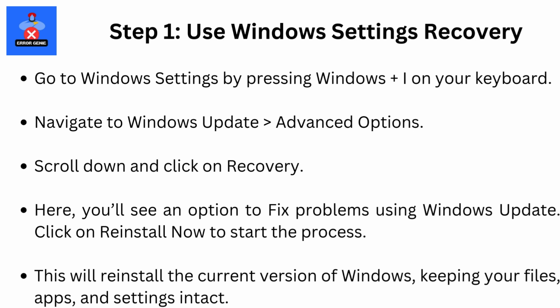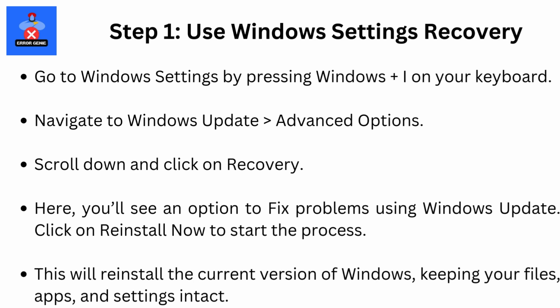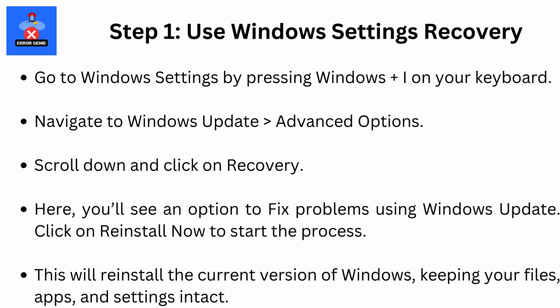Step 1. Use Windows Settings Recovery. Go to Windows Settings by pressing Windows + I on your keyboard. Navigate to Windows Update, Advanced Options. Scroll down and click on Recovery. Here, you'll see an option to fix problems using Windows Update. Click on Reinstall Now to start the process. This will reinstall the current version of Windows, keeping your files, apps, and settings intact. Once done, restart your PC and check if the issue is resolved.